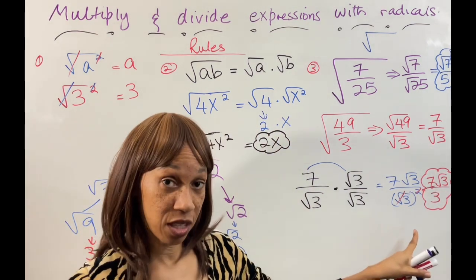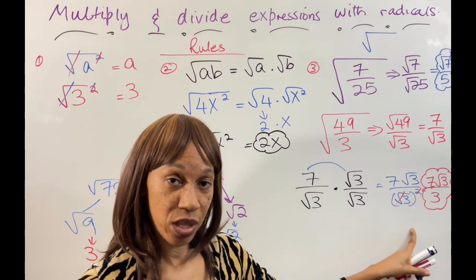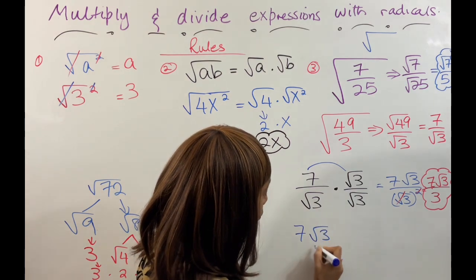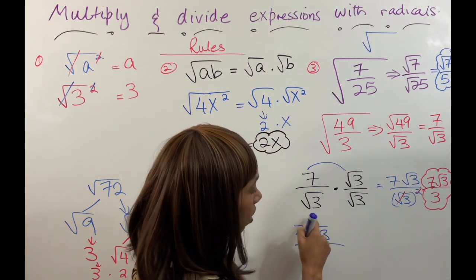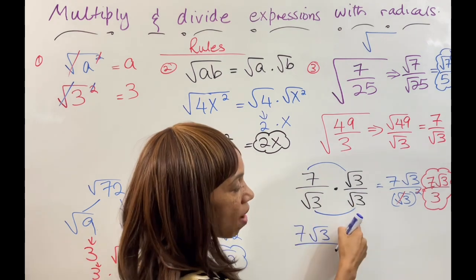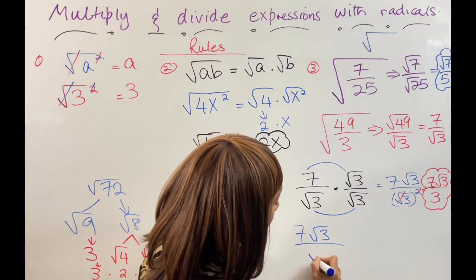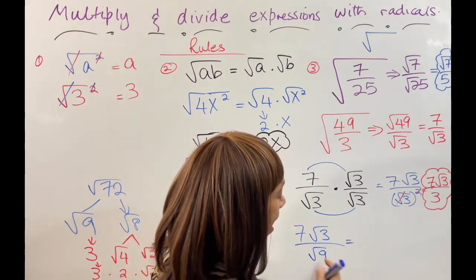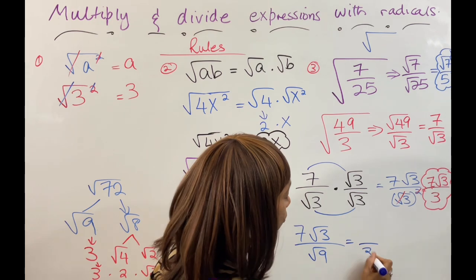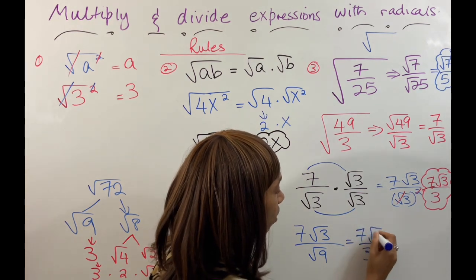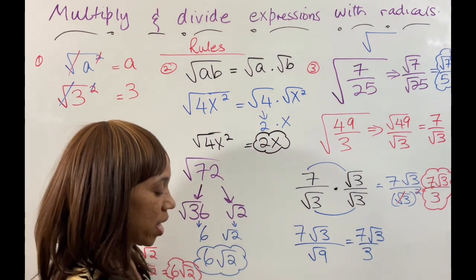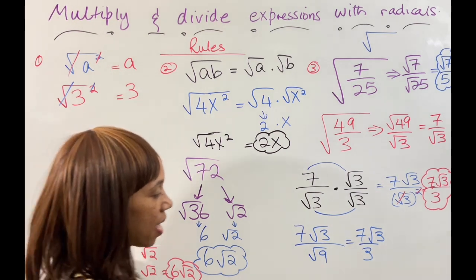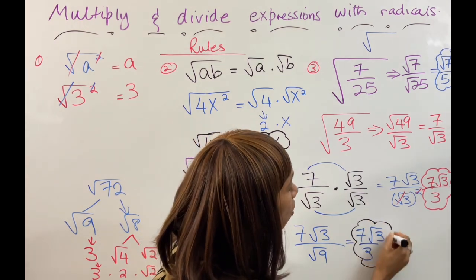But if you didn't write it like this when you were doing the calculation, and you wrote it this way, 7 radical 3 over, multiplying radical 3 times radical 3 is going to give you radical 9. Because this is radical 9, you know that the square root of 9 is simply 3, and then you have the 7 radical 3 as your numerator. Now you'll notice that your answer there is the same. So it is up to you.